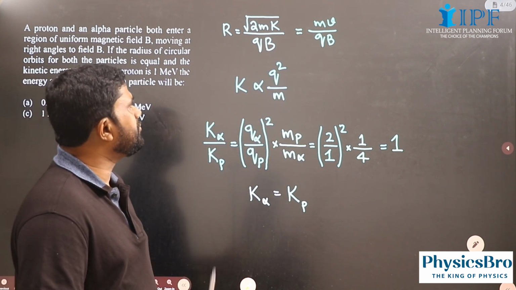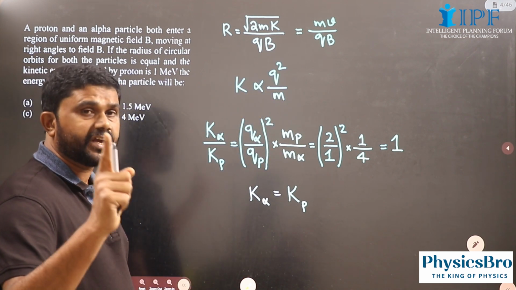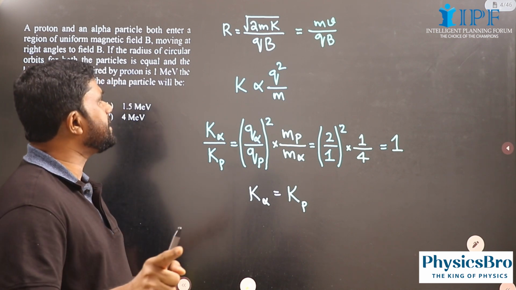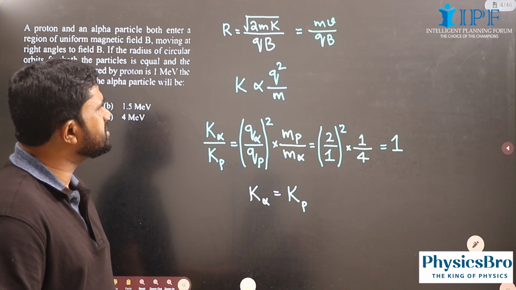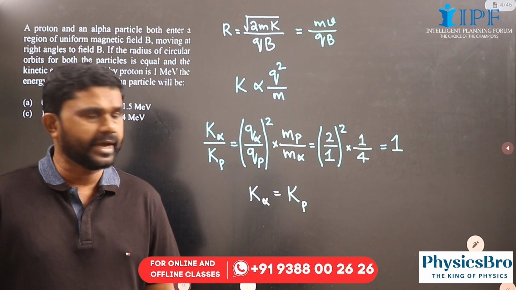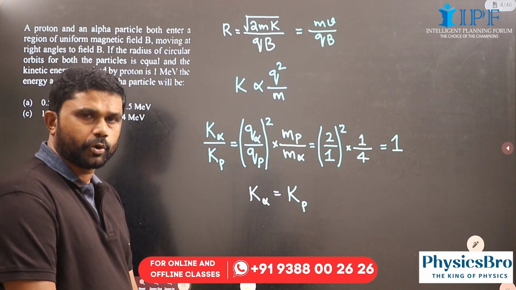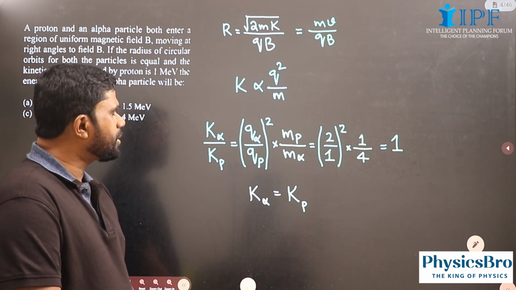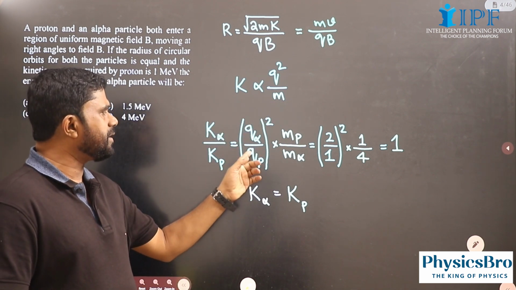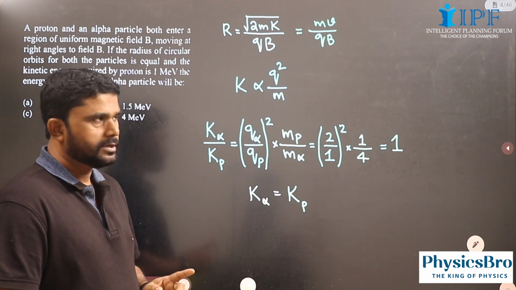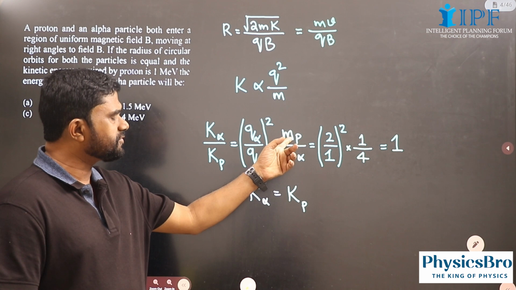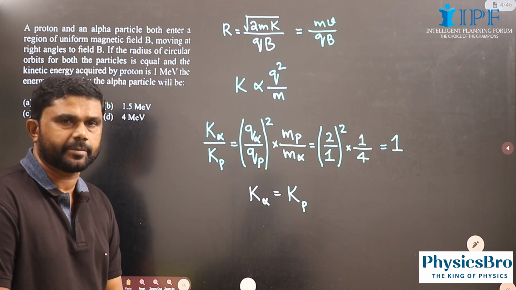Now here we have 2 particles, both moving in circles of the same radii. R is same, capital B is same. So we can say K is proportional to Q square by M. So K alpha divided by K of proton, the kinetic energy of proton, is directly proportional to the square of the charge: charge of the alpha particle by charge of proton whole square, and inversely proportional to mass. So mass will come in the reverse order, mass of the proton divided by mass of the alpha particle.